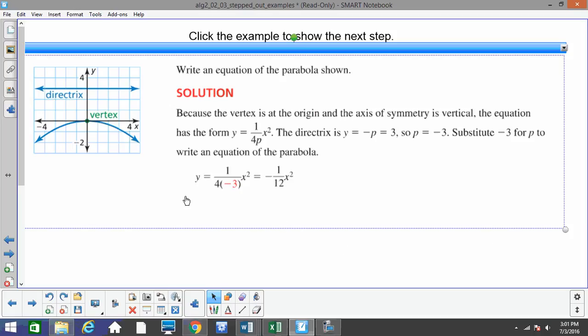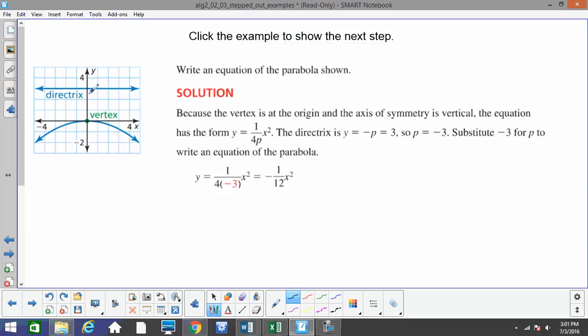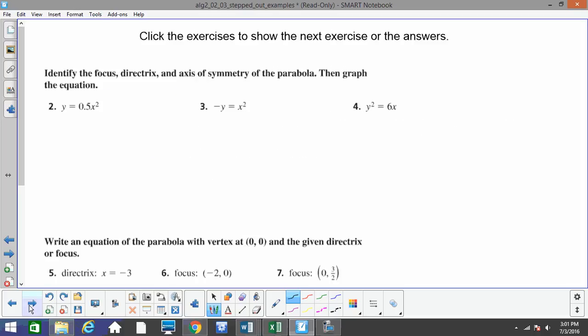That's really the hard part of it right there. So you plug that in, you know what p is, and you're going to get -1/12 x squared, because of that distance right there, which was 3. All right, these are kind of a you try. So identify the focus, directrix, axis of symmetry, and then graph. I would pause, and then you can check your answers in a few minutes.